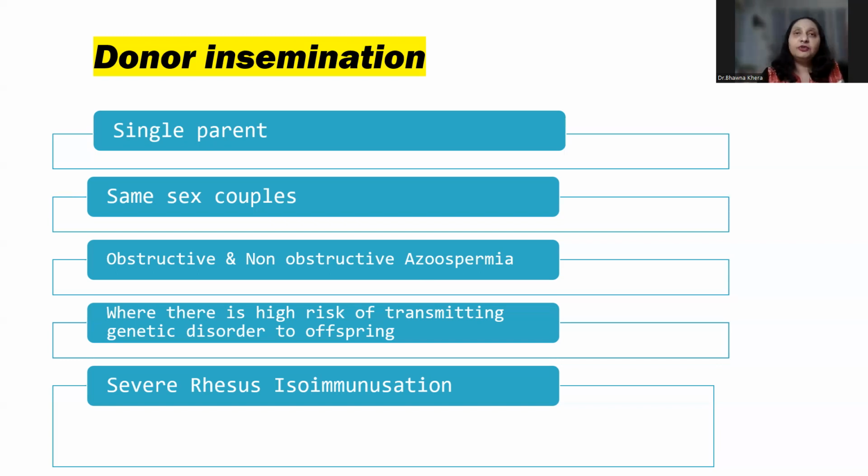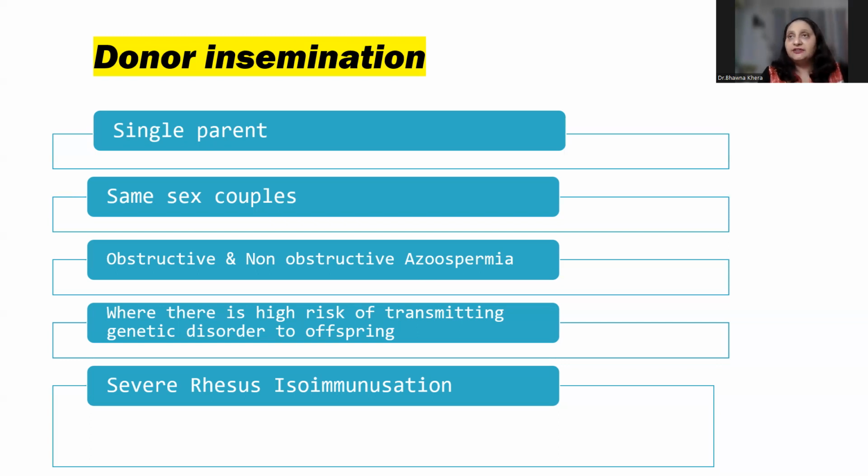A single parent, of course, needs donor semen. Same-sex couples also need donor semen, and so do cases where there is a high risk of transmitting a genetic disorder to offspring. I already told you that if you are planning ICSI, you test the semen, and if there is a genetic disorder, then you cannot use that sperm. So you will have to take donor sperm. And severe rhesus isoimmunization.